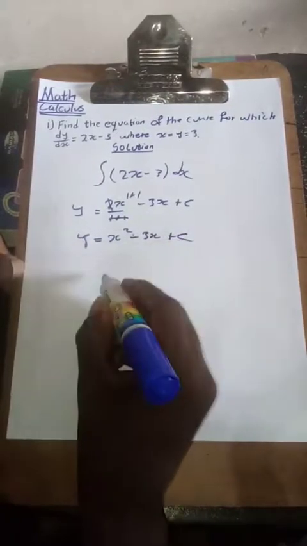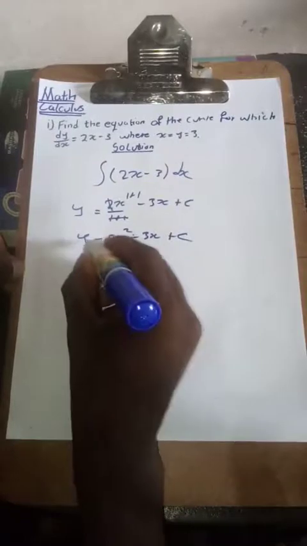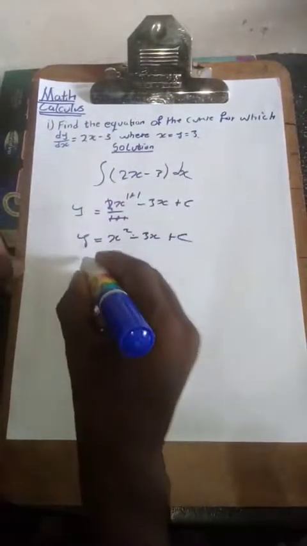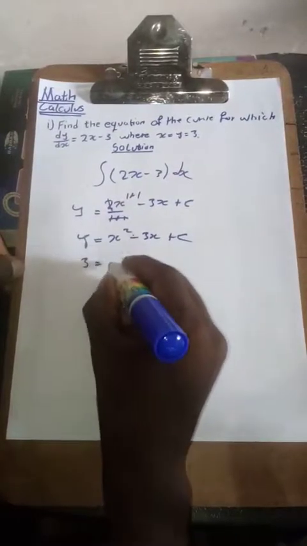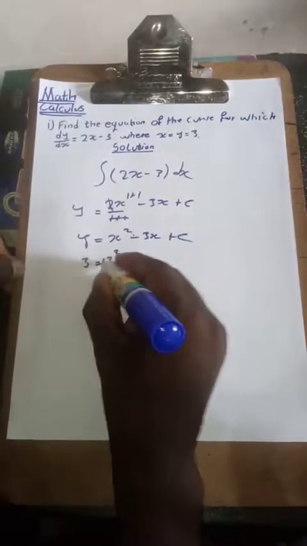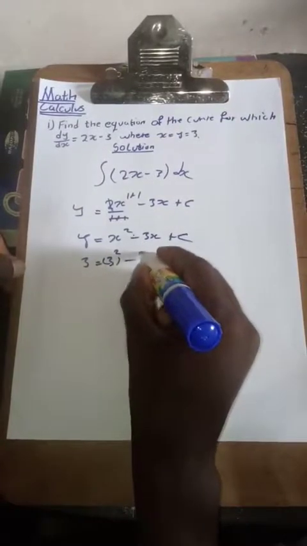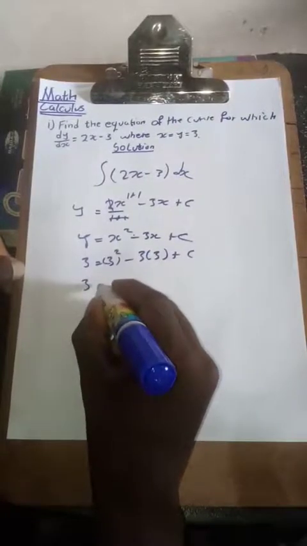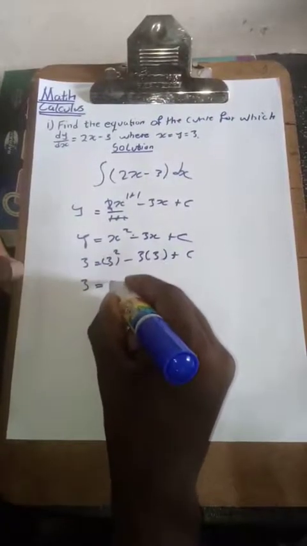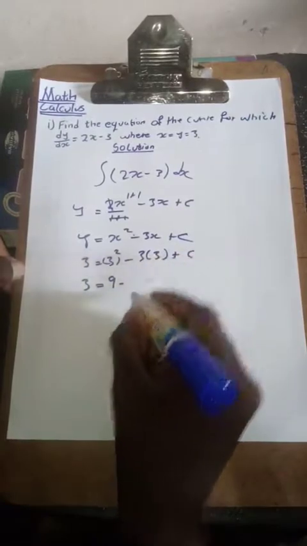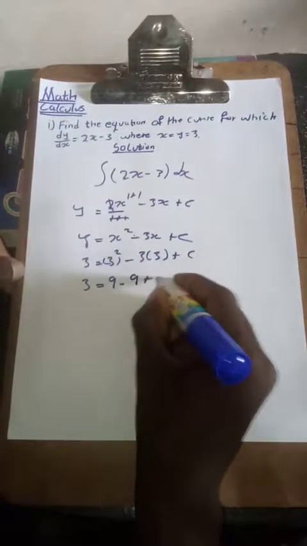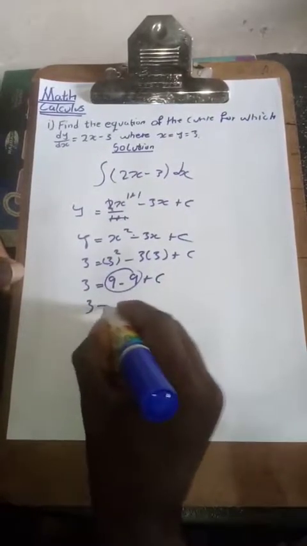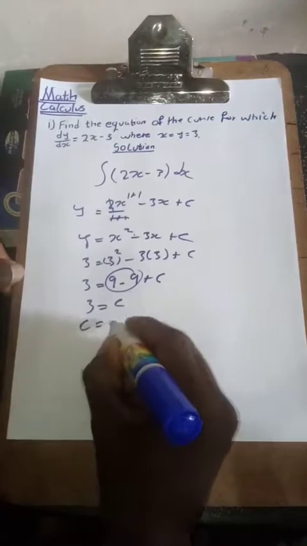What I'm looking for is the value of c. Remember the question says x and y are equal to 3, meaning where there is y here, I'm going to replace with 3, and where there is x, I put 3 to the power 2, minus 3 open bracket times 3 plus c. So 3 equals 3 to the power 2 is 9, minus 3 times 3, same as 3 to the power 2, which also gives us 9, plus c. Now this will be out. So 3 equals c, or in other words, c equals 3.